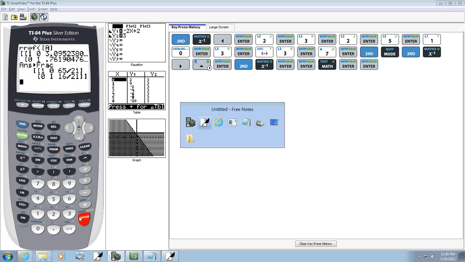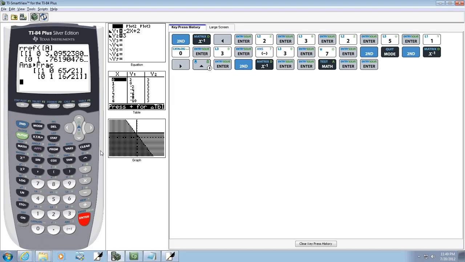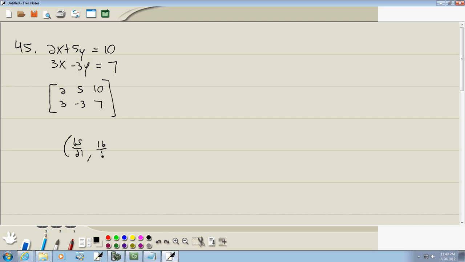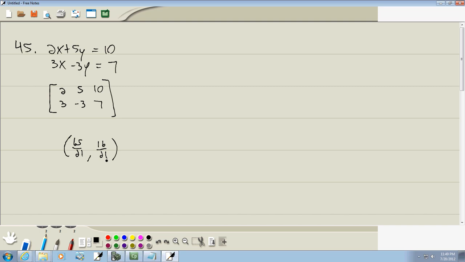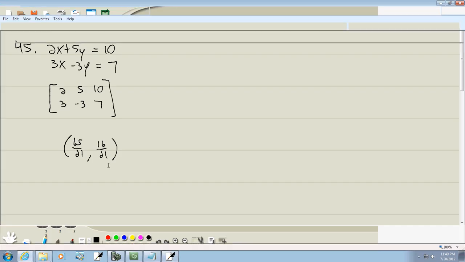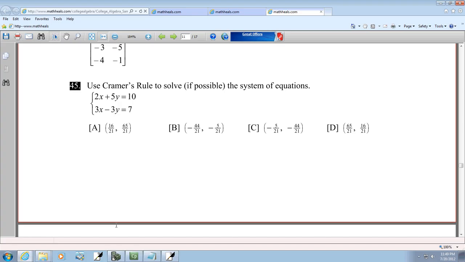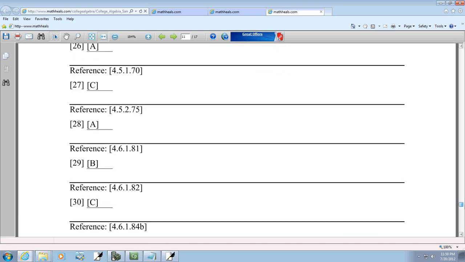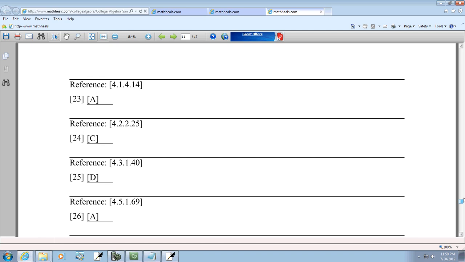And our answer is 65/21 and 16 over 21. So I'm going to type one of my numbers in wrong. So those numbers seem bizarre. But sure enough, we have them stored as D, as in David. So let's go check that. 45D. And that checks.